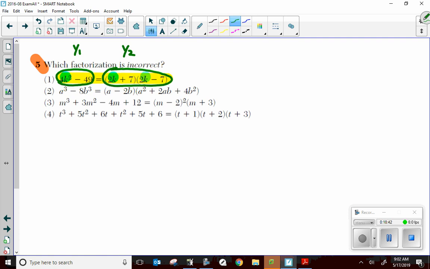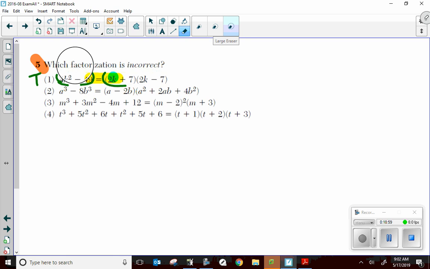So if I put 4k squared minus 49 into y1, and I put 2k plus 7 times 2k minus 7 into y2 and graphed it, they would be the exact same graph because that is a true statement. They are equal, okay? Now, I said you could do most of this in the calculator. I cannot do number 2 in the calculator.